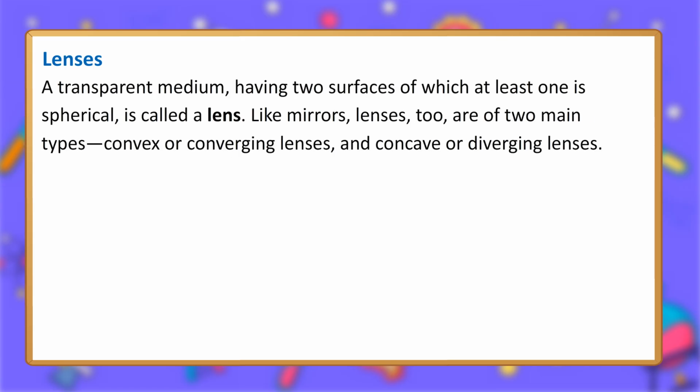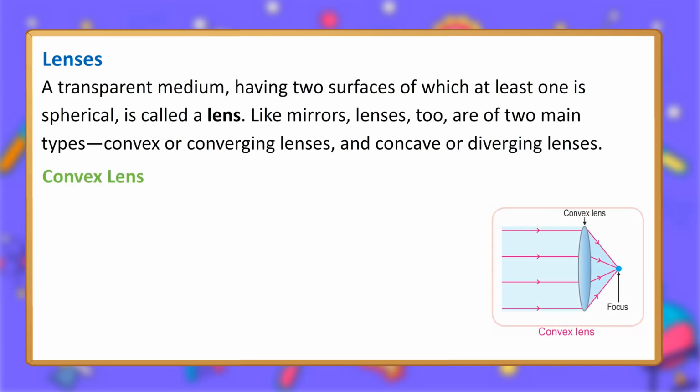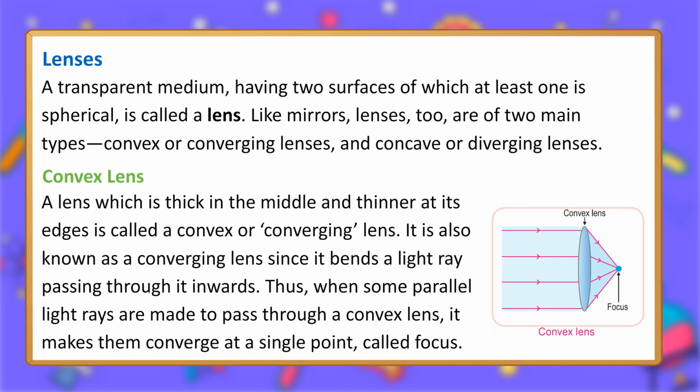Lenses. A transparent medium, having two surfaces of which at least one is spherical, is called a lens. Like mirrors, lenses too are of two main types: convex or converging lenses, and concave or diverging lenses. Convex lens. A lens which is thick in the middle and thinner at its edges is called a convex or converging lens. It is also known as a converging lens since it bends a light ray passing through it inwards.